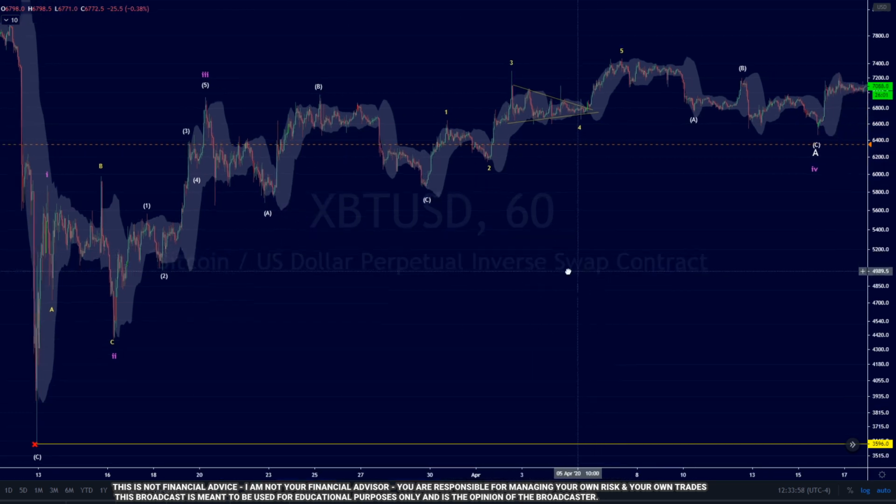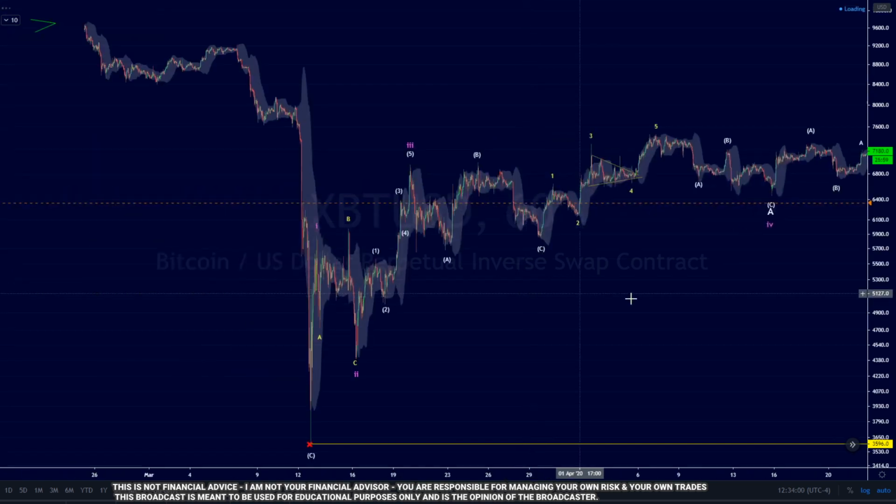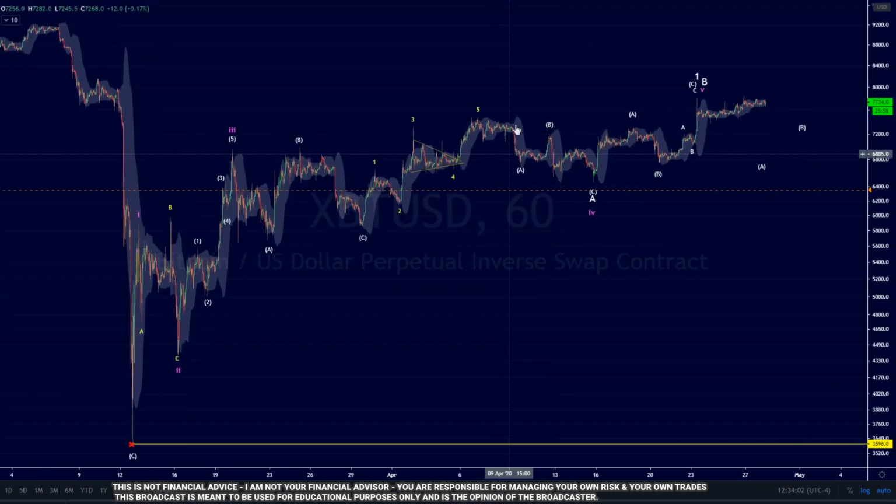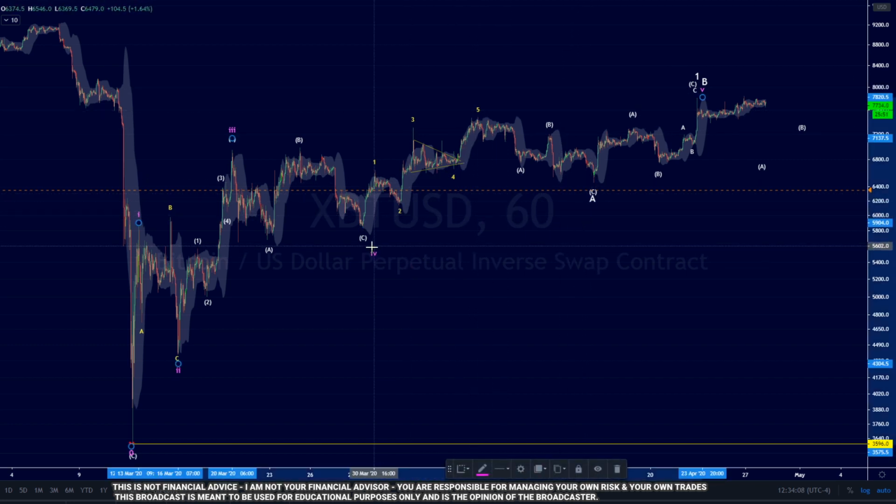Then, let me just pull this back here. We easily have a 1, 2, 3, 4, 5 to complete this. So if this is an ABC, here's our 4, and then we have a 5-wave impulse up into the 5 right there, okay, which would complete our first wave.